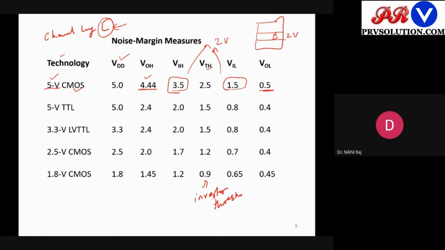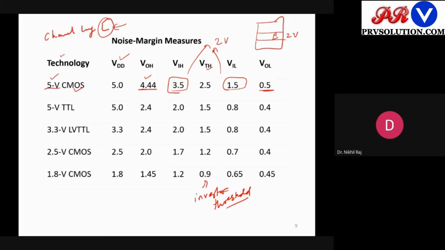Now, what is the inverter threshold voltage? Inverter threshold voltage is the voltage at which both the transistors are in the on condition. Generally in CMOS we say when one is off, another should be on. When one is on, another should be off, and we do the analysis. But in actual, what happens? There comes a time when both the transistors are in the on condition.